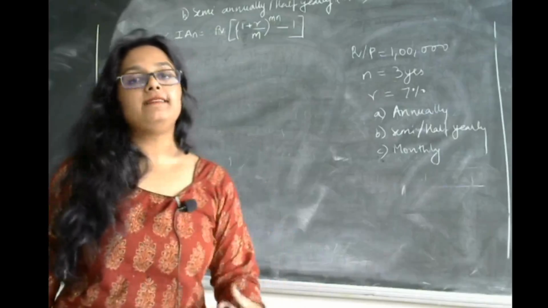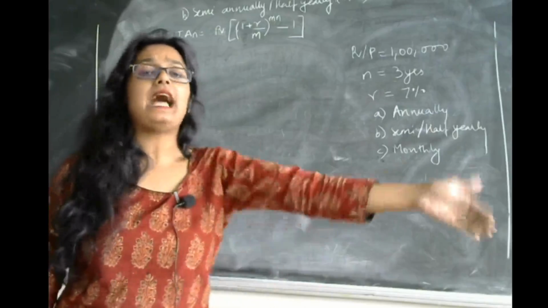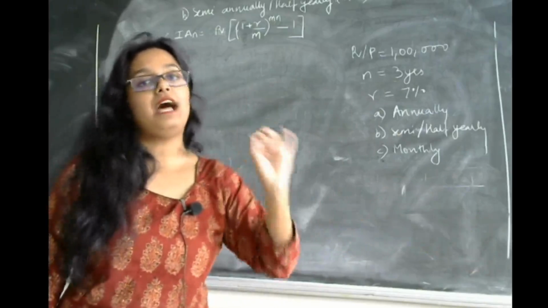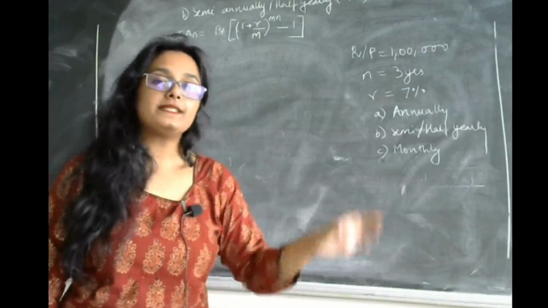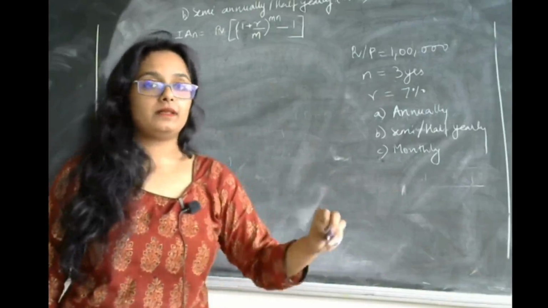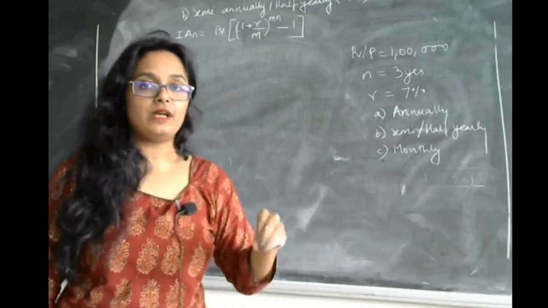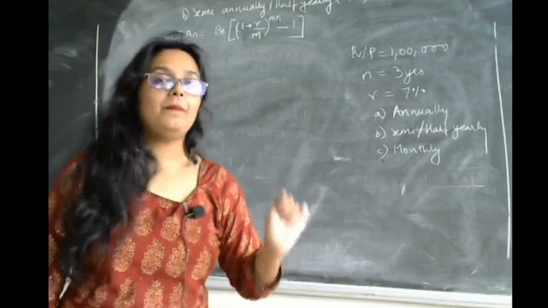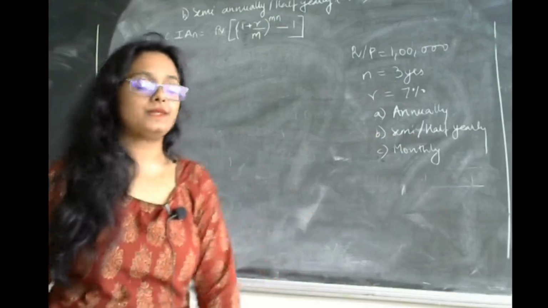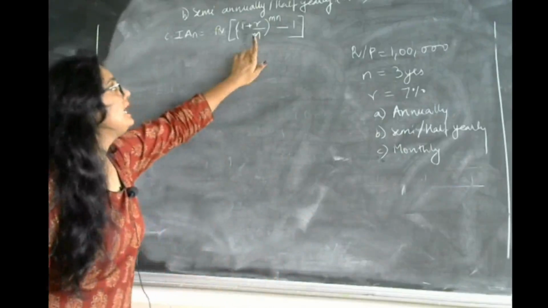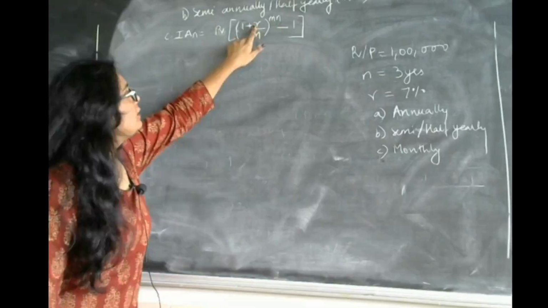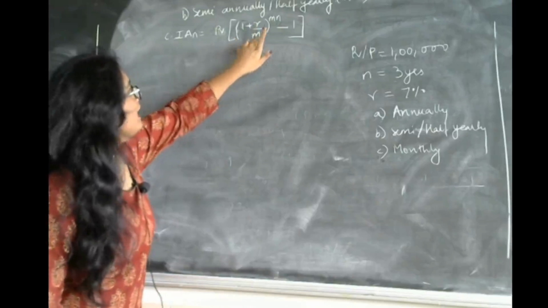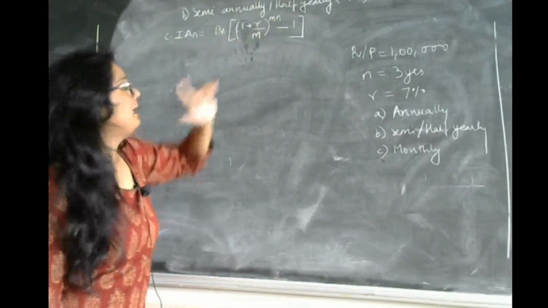So anything which is compounded other than annually has a value for M. Compounded annually, the value of M is equal to 1. But if compounding is done other than annually, M has a value, and that is the reason why we have to include M in the problem. Now the rate of interest is divided by M and the number of years is multiplied by M.